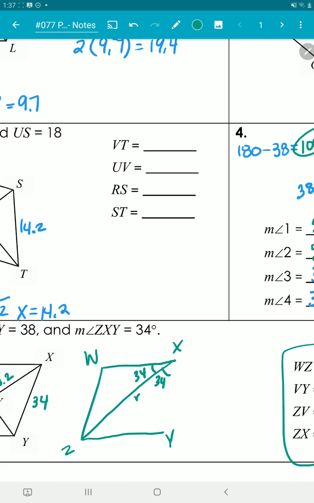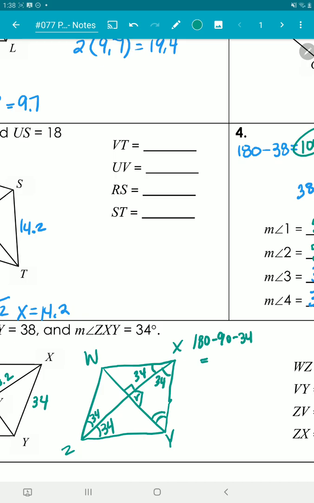So this one is not 34. If you go across, it's the same. So these two are 34. So across from it's 34. Okay? You know that each of these are 90. So if we need to find this angle here, we do 180 minus 90 minus 34, which is going to give us 56 degrees. So each of these are going to be 56 degrees.